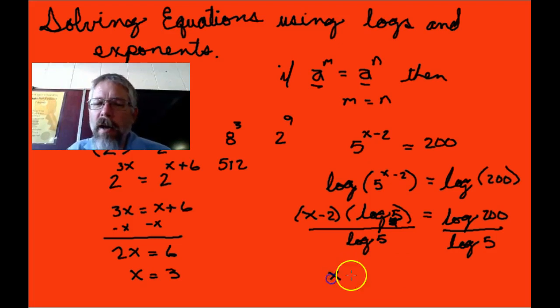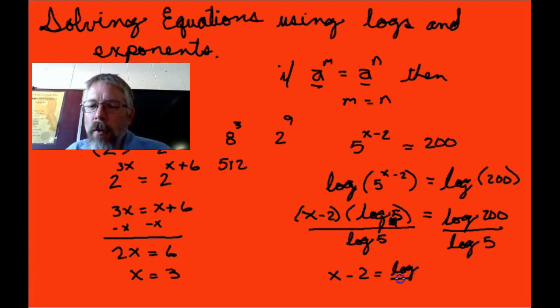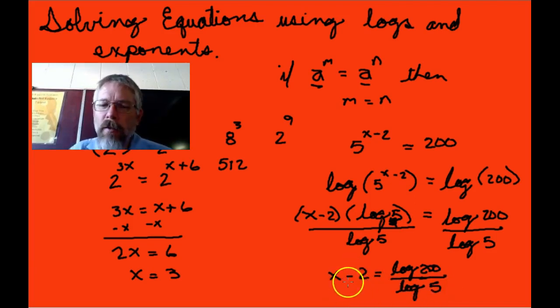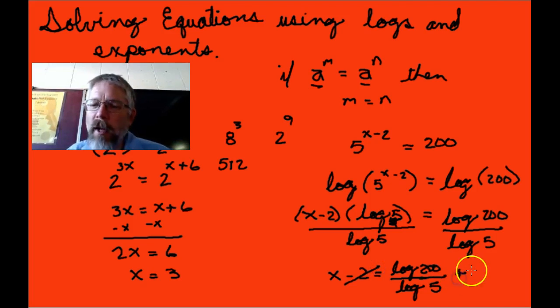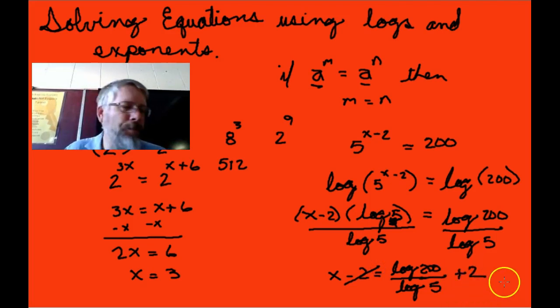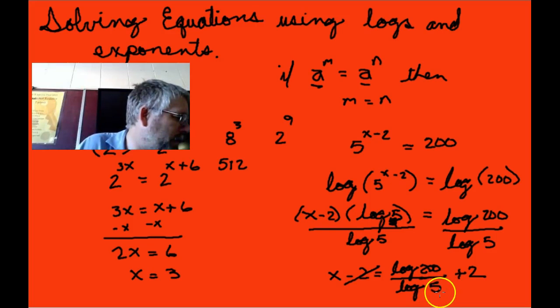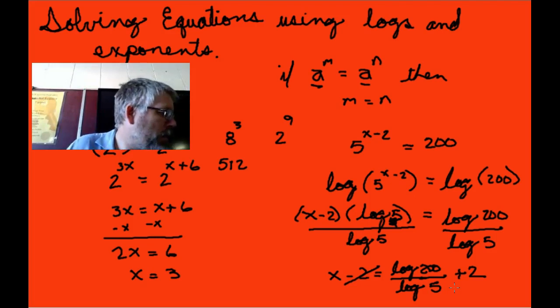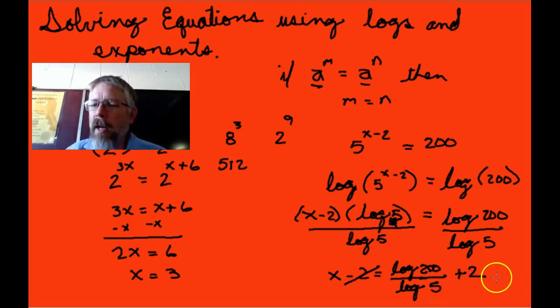And so now I have x minus 2 is equal to the log of 200 divided by the log of 5. And I add 2 to both sides. And so when I do that, minus 2 cancels here, and I get plus 2 over there. And then by plugging log of 200 divided by the log of 5 into my calculator, I should get about 3.292, and then when I add that to 2, I get approximately 5.2.